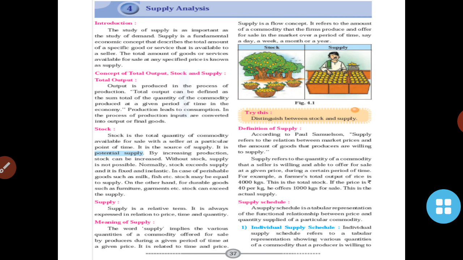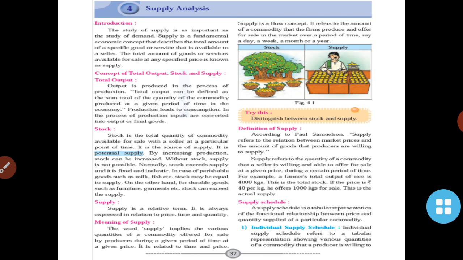Okay, here the meaning of supply is given. The word supply implies the various quantities of a commodity. It means the supplier, the company, what kind of material he has and in how much quantity he has, that is important. So during the given period, at a given price, it is related to time and price. As I said, supply needs a demand, and it also has a relation with price.